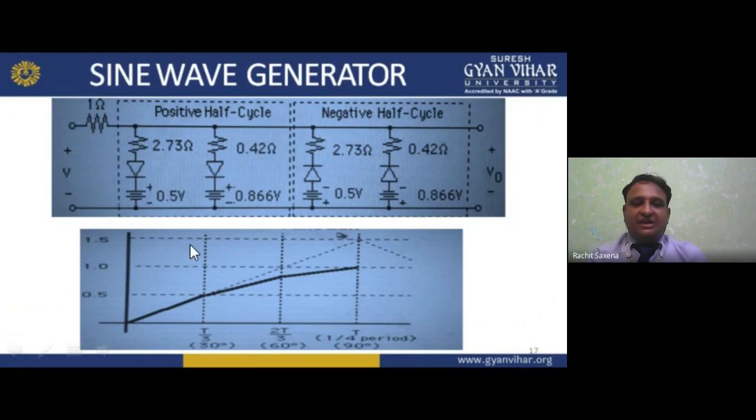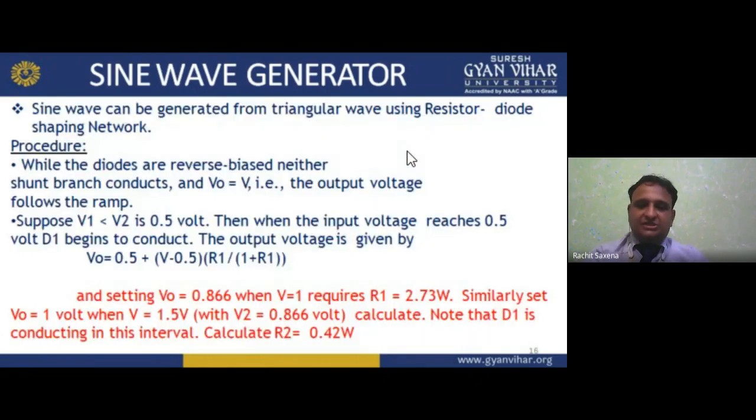For the positive half cycle, we are getting it like this. For the negative half cycle, it is opposite. So for forward we are getting one thing, for reverse we are getting something different. So from this, we are getting the output in which form? Sine wave. And this is the condition, the process. How can we do it?